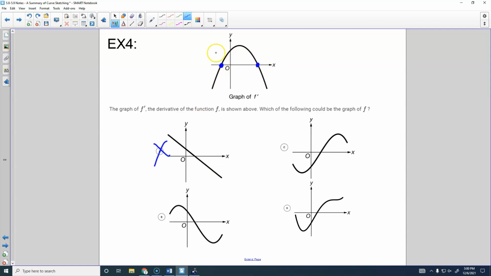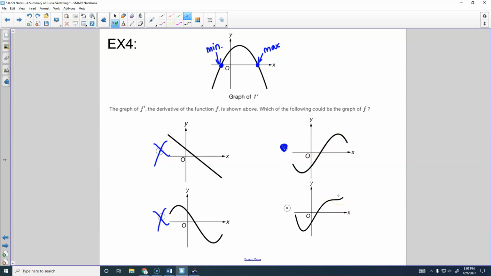All right. So what should we have right here? A minimum, because our derivative goes from negative, below the x-axis, to positive. So we should have a minimum. C and D both look like they might have minimums there. Right? Right here, we should have a maximum. So B is out. So C looks like the right one, because here you don't have a maximum.